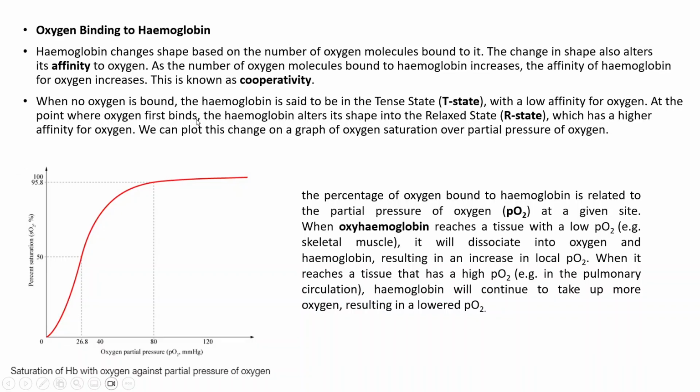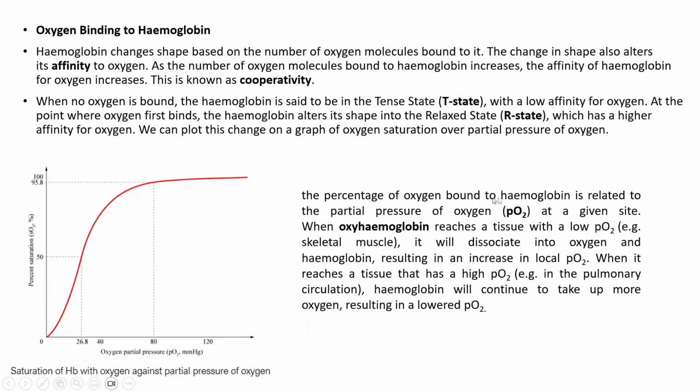When no oxygen is bound, the hemoglobin is said to be in the T state, the tense state, and it has obviously low affinity for oxygen. When your first oxygen binds, the shape begins to alter and it goes into a relaxed state, or R state, which has a relatively higher affinity for oxygen. So if you plot this change on a graph of oxygen saturation over the partial pressure of oxygen, it starts increasing and eventually flattens out because that's where it saturates.